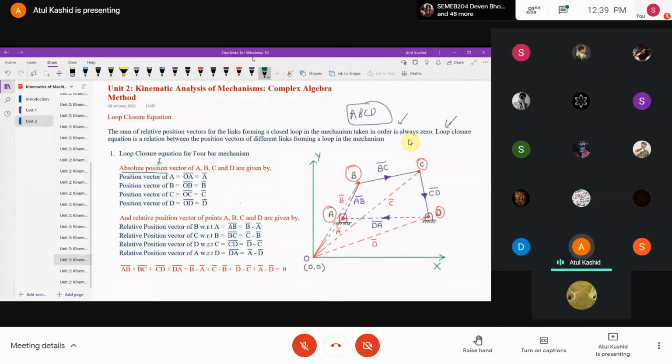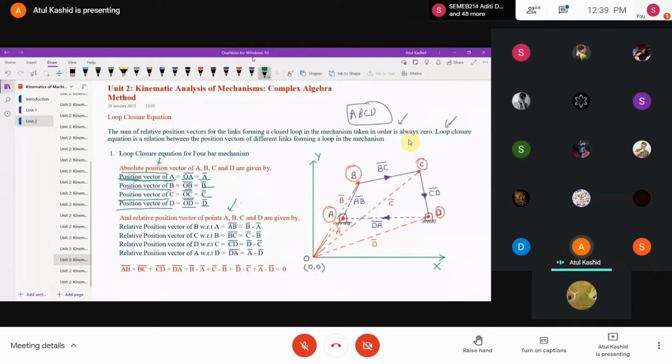So the position vector of point A will be equal to what? OA bar, or it is taken as A bar. Position vector of B is OB bar, or it is taken as B bar. Position vector of C is OC bar, or it is taken as C bar. And the position vector of D can be defined by OD bar or D bar, right? Now it is very clear how to identify the position vectors, right?